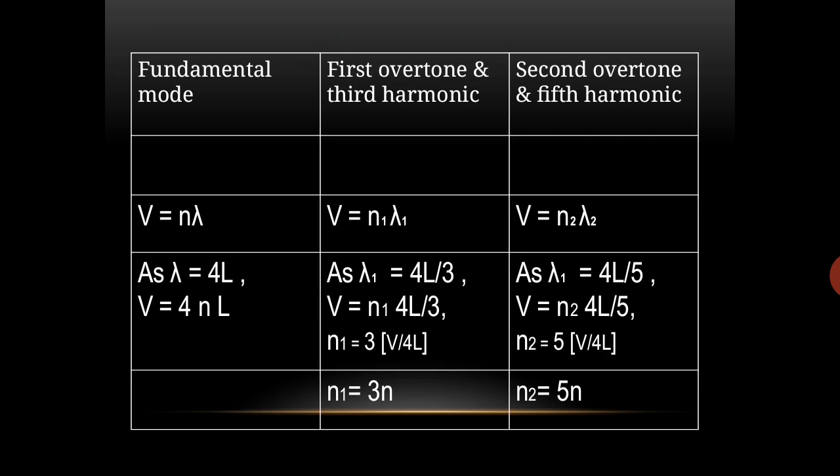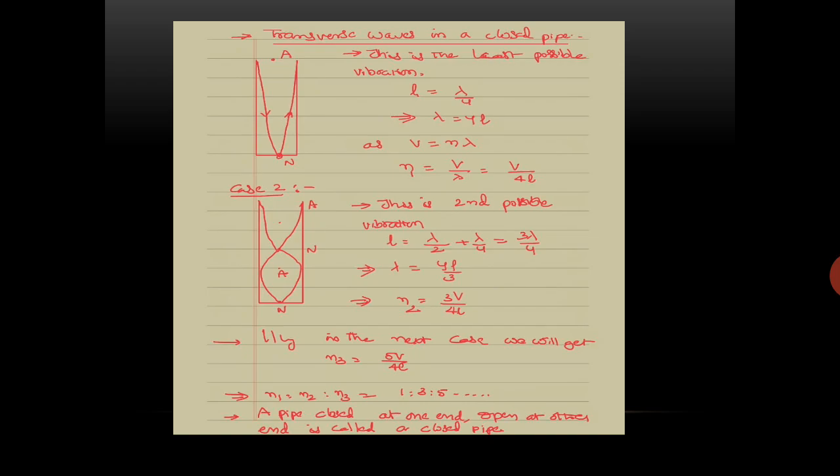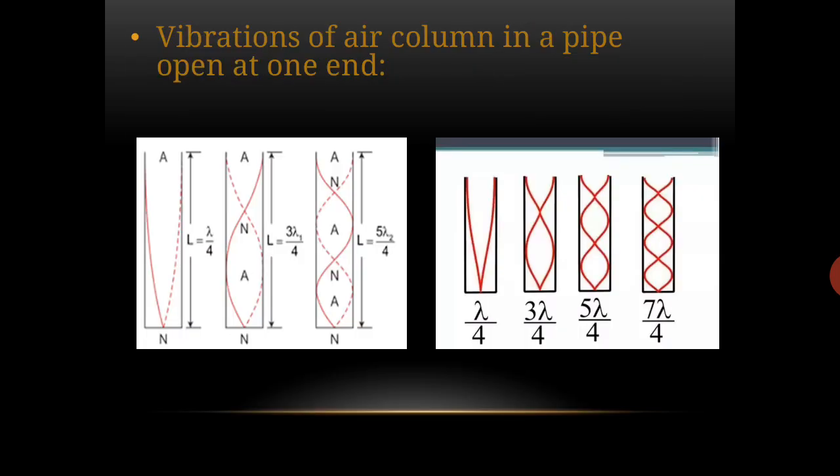Now consider the third diagram. In this third diagram, L is equal to 5 lambda by 4. In this, we will consider the wavelength as lambda 2. So now, in this case, the air column is shown emitting the second overtone. If N2 is the frequency and lambda 2 is the wavelength for the second overtone, then capital L is equal to 5 lambda 2 by 4.